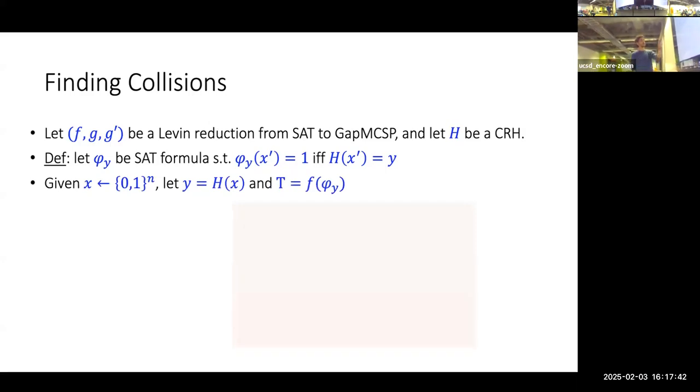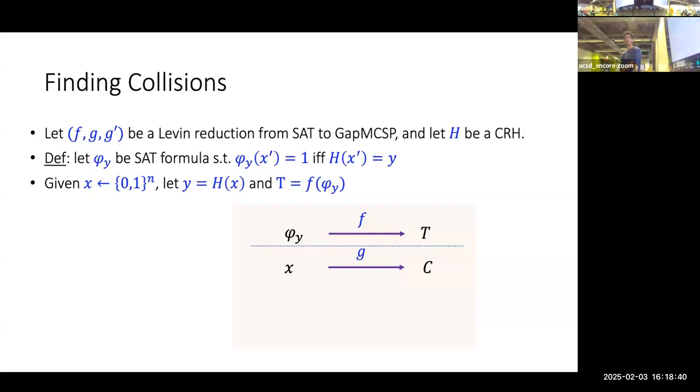And then to find the collision, we are going to sample a random string x, compute its output under the CRH, so compute y, which is H of x, and then apply the Levin reduction on the formula phi_y, which verifies y is the output of H. So we started from phi, we applied the Levin reduction, and we got a truth table, an input for GapMCSP, a truth table of a function. Now, from the way I constructed the formula phi, I know that this formula is satisfiable, because I have a witness such that I know that phi on x is true. So I have a witness that satisfies phi. And now I can use the Levin reduction in order to use x to construct a witness for GapMCSP. So I get a small circuit that computes the truth table, the function described by the truth table.